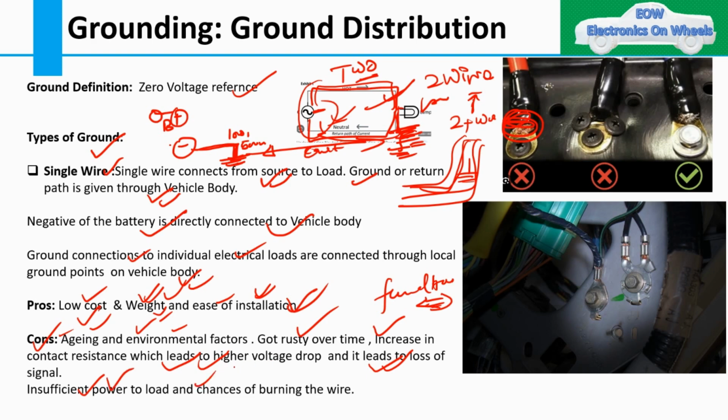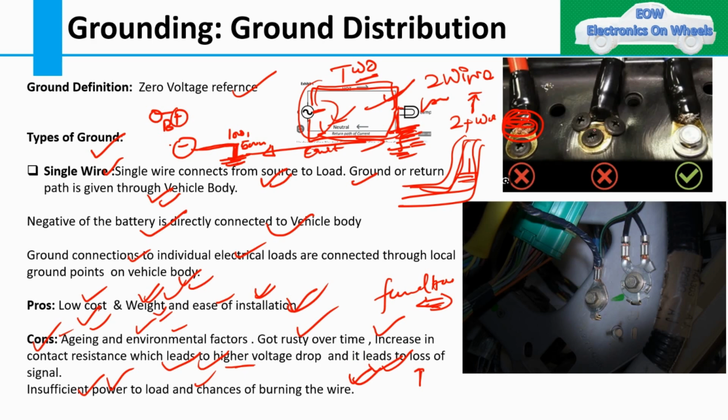Then insufficient power to the load. Of course, when you have the higher voltage drop, then there would be insufficient power to the load, and chances of burning the wire are higher. So this is the type of ground where we have discussed the single wire, and what are the pros and cons.